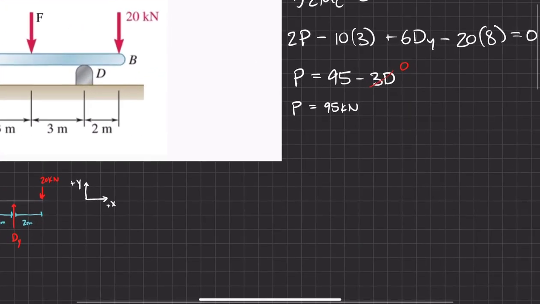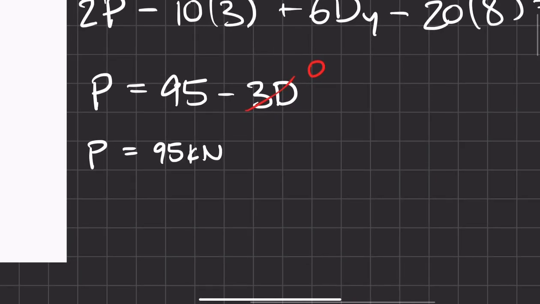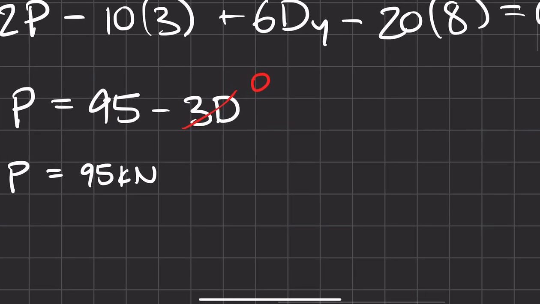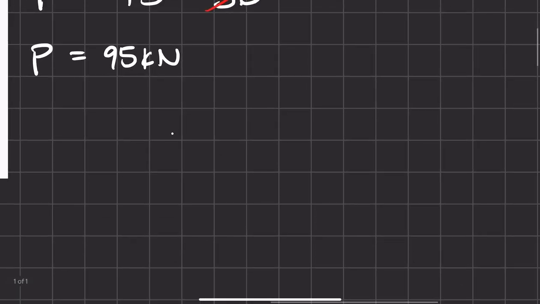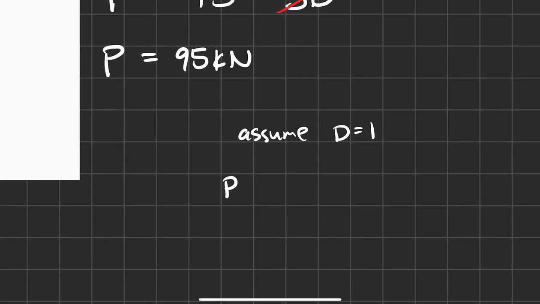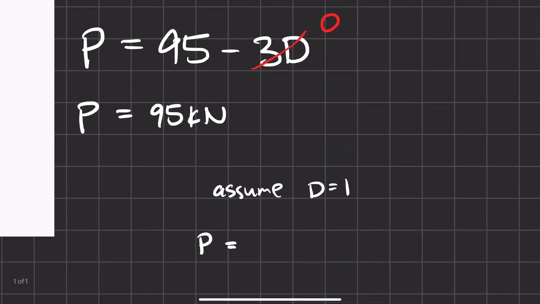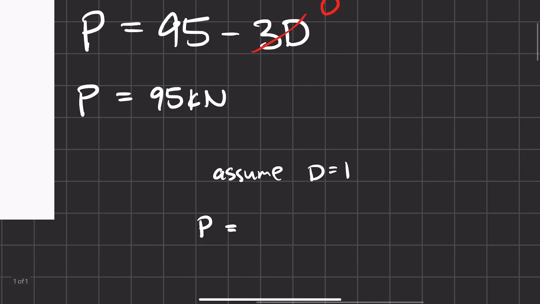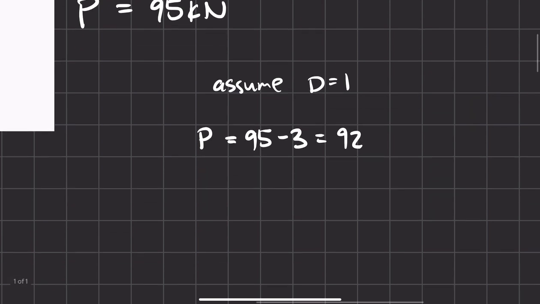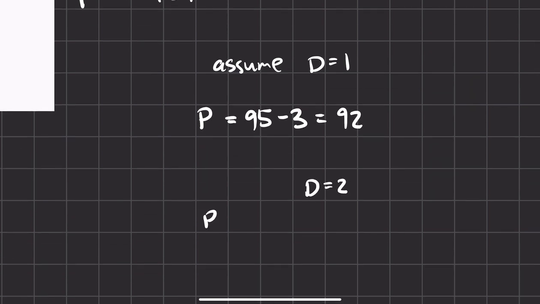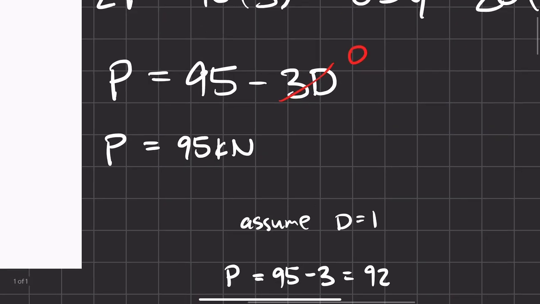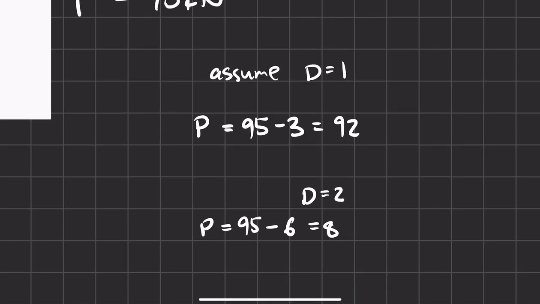And the reason we do that is, let's take an example. Let's say we assume that D is equal to 1. Our equation would become, I'm just using this equation right here, P equals 95 minus 3, which is equal to 92. And if we assume D equals 2, we get P equals 95 minus 6, which is equal to 89. So you can see our P value is decreasing as we increase the force of D.